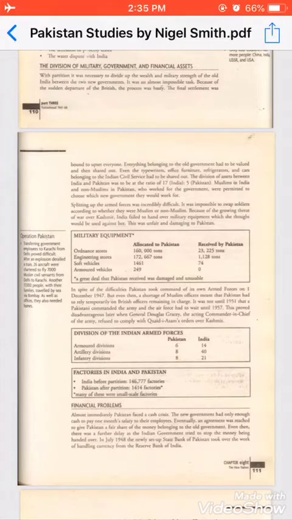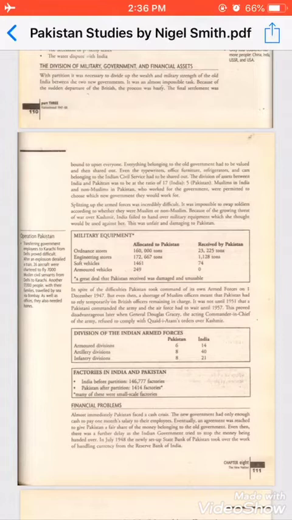and those received by Pakistan were 23,225. Engineering stores: 1,72,667. Pakistan received 1,128. You can see the huge disparity that existed. Then soft vehicles that were allocated to Pakistan were 1,461. Pakistan received only 74. Armored vehicles, Pakistan was allowed 249 and Pakistan received 0 of them. So there was this huge bias that took place during the military equipment distribution.